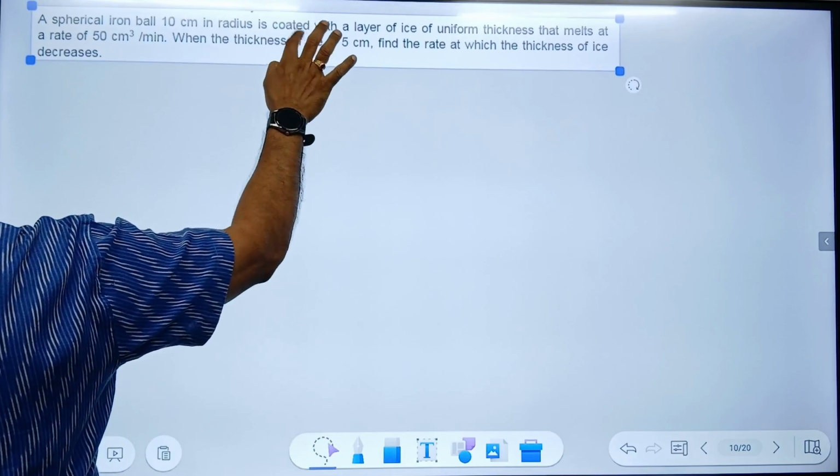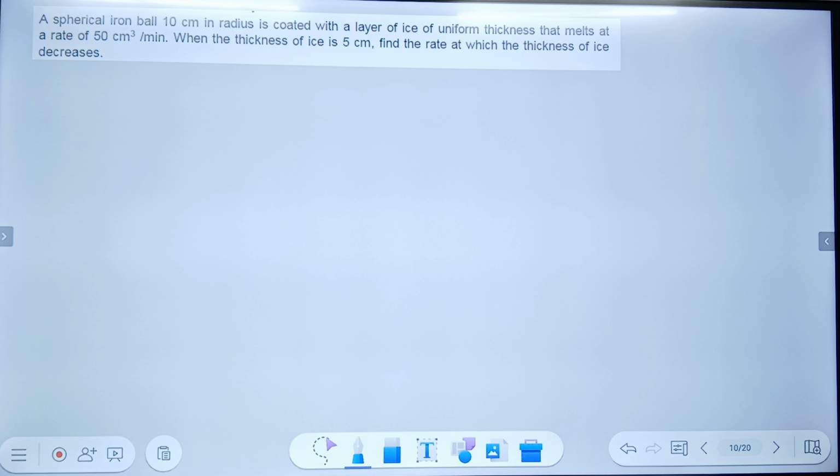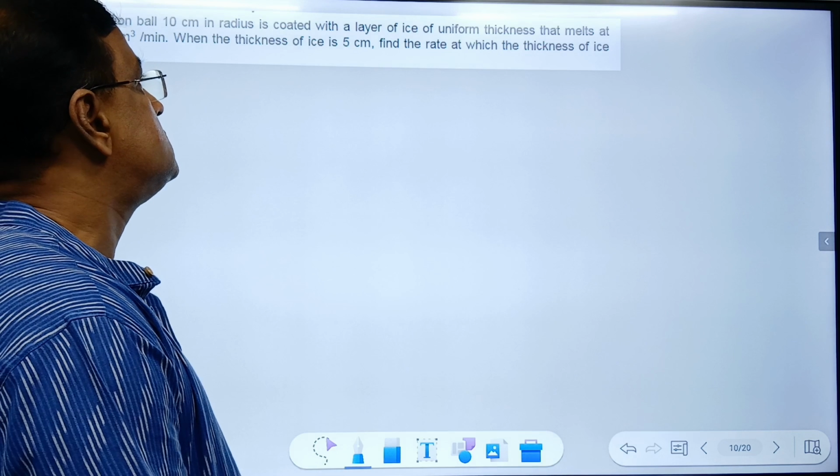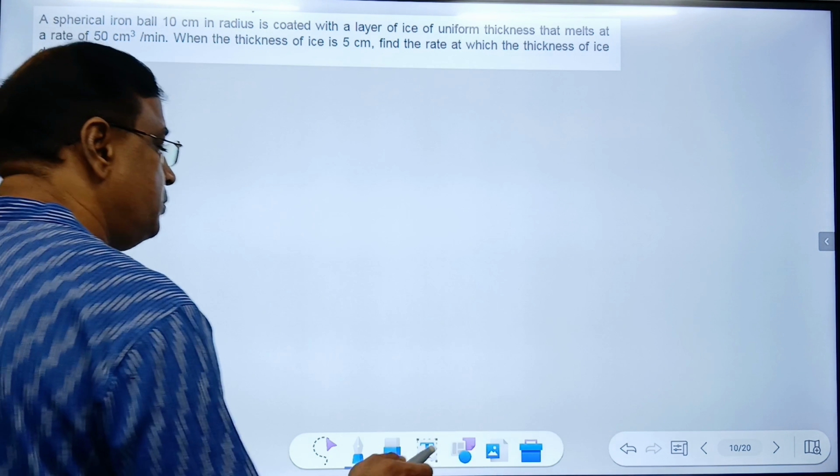Now, a spherical iron ball, 10 centimeters in radius, is coated with a layer of ice of uniform thickness that melts at the rate of 50 centimeter cube per second. When the thickness of the ice is 5 centimeter, find the rate at which the thickness of ice is decreased. Okay, very simple.